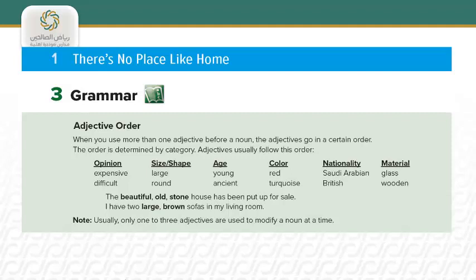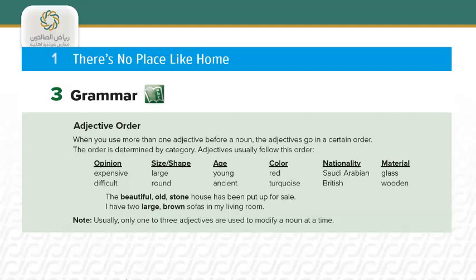Nationality, the Saudi Arabian, British, American, whatsoever. And the last adjective is for material, glass, wooden, rubber, and so on. So here we go. The beautiful old stone house has been put up for sale. So first of all, I believe this house is beautiful. So this is an adjective of opinion.